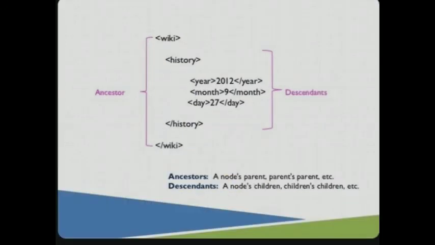The next one is ancestor and descendant. A node's parent, parent's parent, etc. are its ancestors. A node's children, children's children, etc. are called descendants.